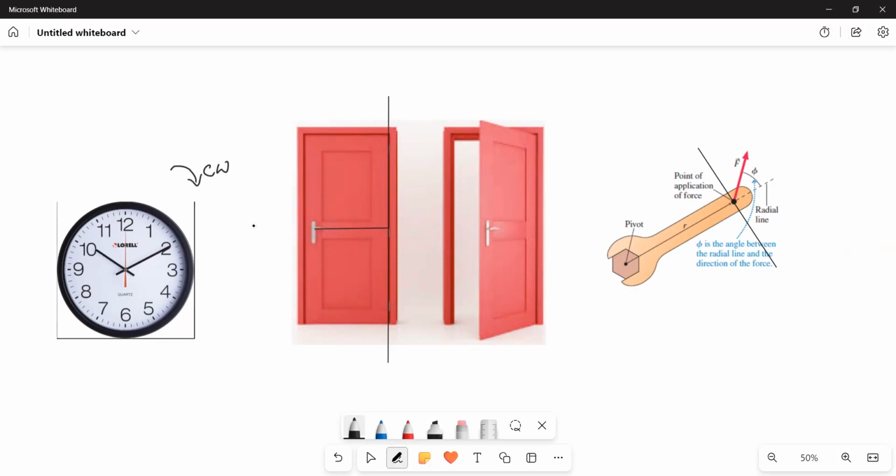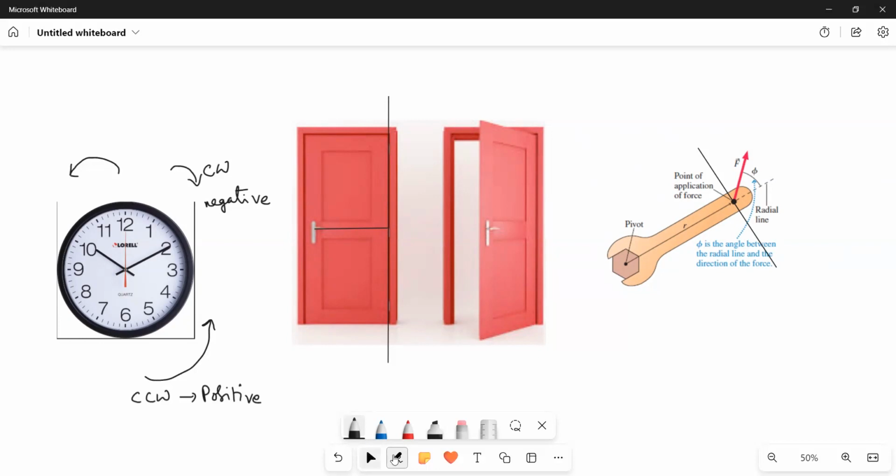Suppose the rotation is in the clockwise direction, we call that the negative direction. Clockwise direction is negative. Counterclockwise means it goes in this direction, opposite to the clock direction. That is called the counterclockwise direction. Counterclockwise direction is always positive. If the object moves in the counterclockwise direction, then we call it the positive direction.